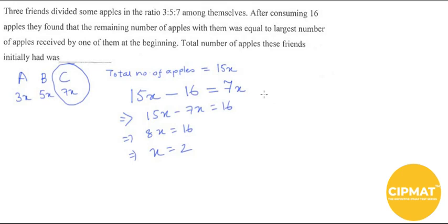So it says the total number of apples these friends initially had. We know that it is 15x. So 15 into 2, that is 30. So initially these friends had 30 apples and they were divided accordingly. So if you write 30 as the answer to this question, you get full marks for this.